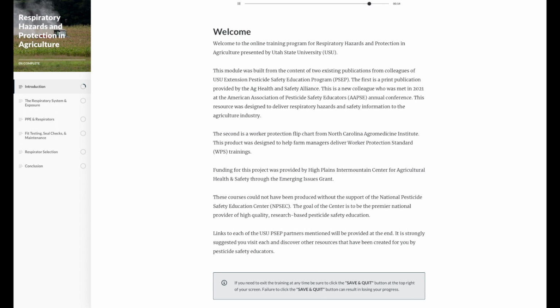If you need to exit the training at any time, be sure to click the Save and Quit button at the top right of your screen. Failure to click the Save and Quit button can result in losing your progress.